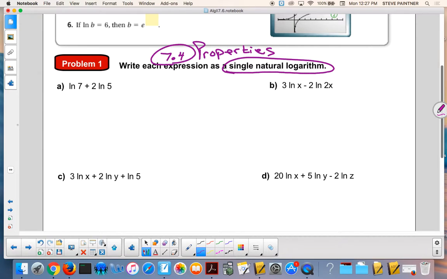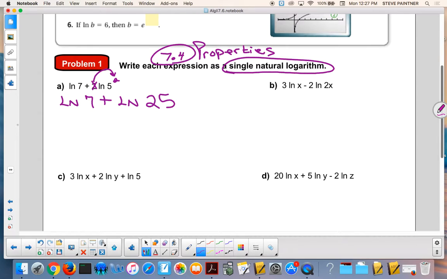These are your properties from last week. Anybody want to tell me what the 2 meant? That's the exponent. It's right here. It's squared. So really, you could write this as the natural log of 7 plus the natural log of what? 5 squared. But 5 squared is 25, right?